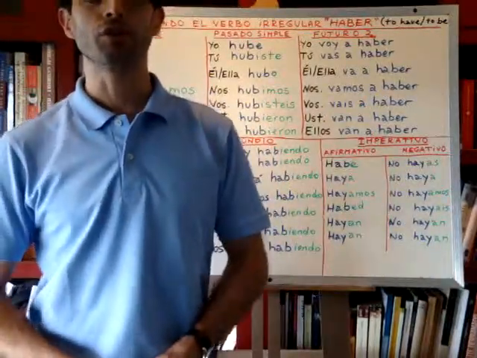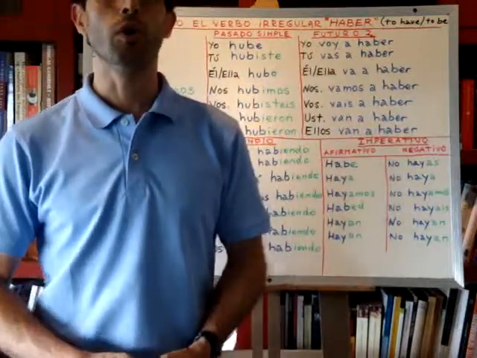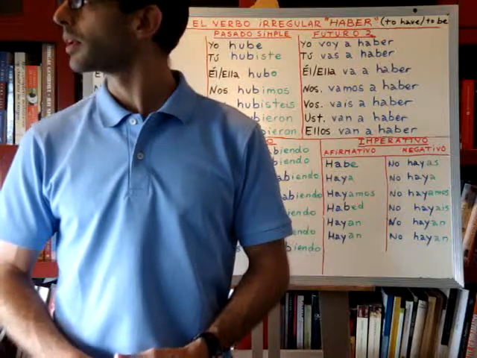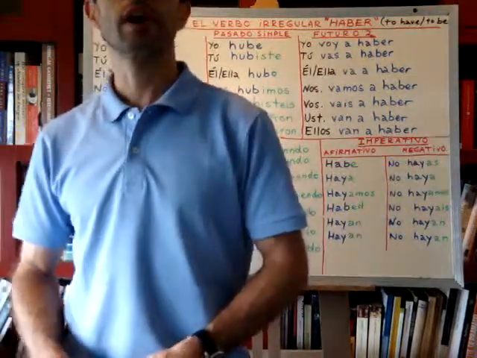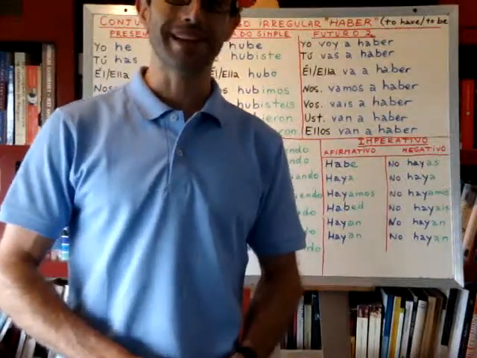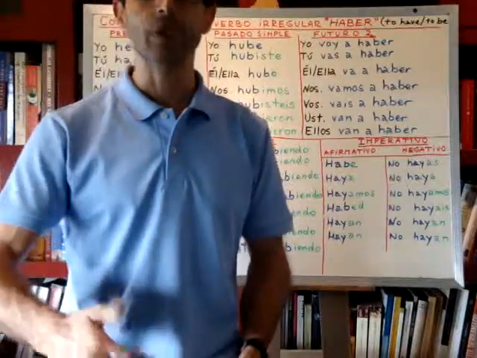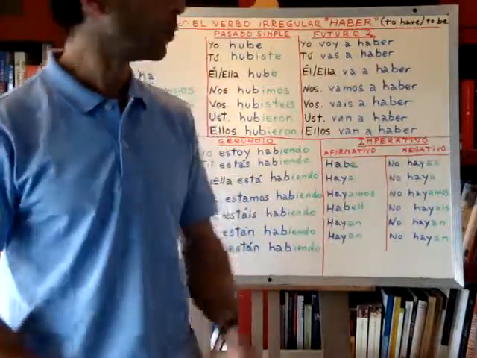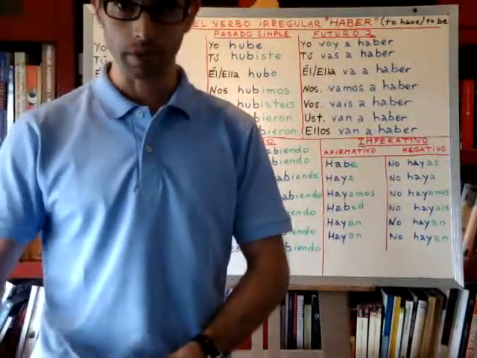Or there is a storm. Hay una tormenta, right? Or there was a thunderstorm, okay? Hubo una tormenta eléctrica, right? So, there is, there was, there will be. There we use the verb haber, while in English we are using the verb to be, okay?